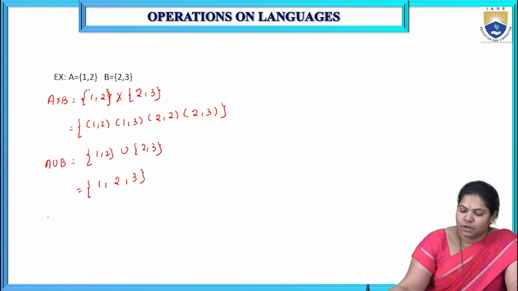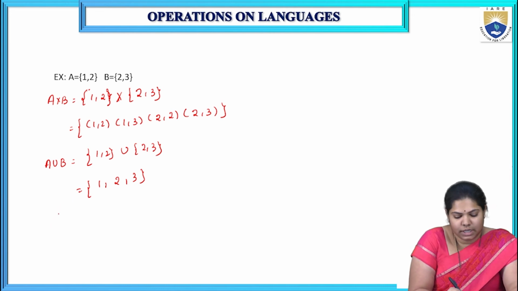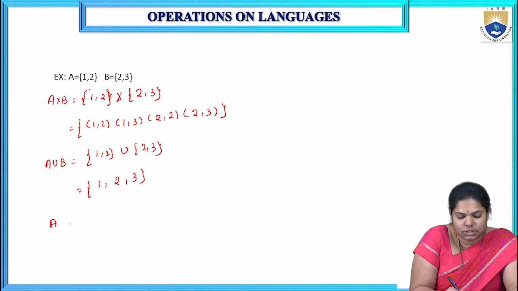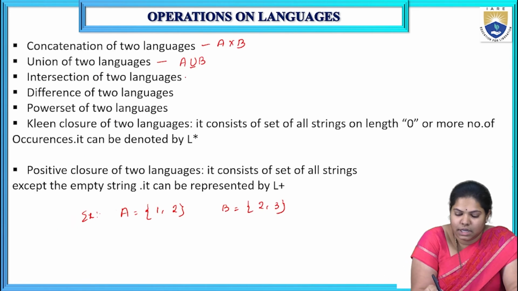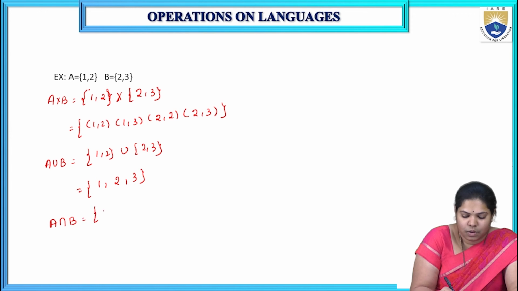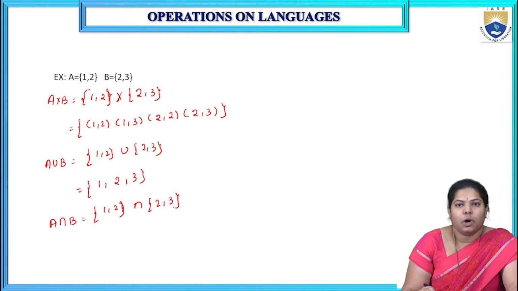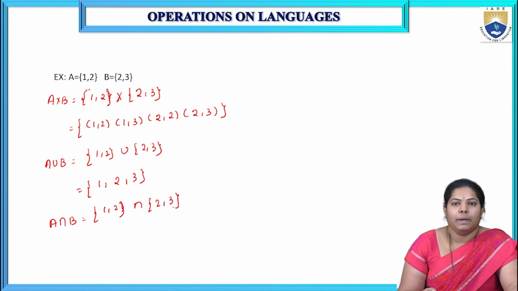The next one we are learning about is the intersection of the two languages. Intersection is represented by using the intersection symbol. This intersection is represented by A and B. We call it the "and" symbol. A and B, so {1, 2} and {2, 3}.